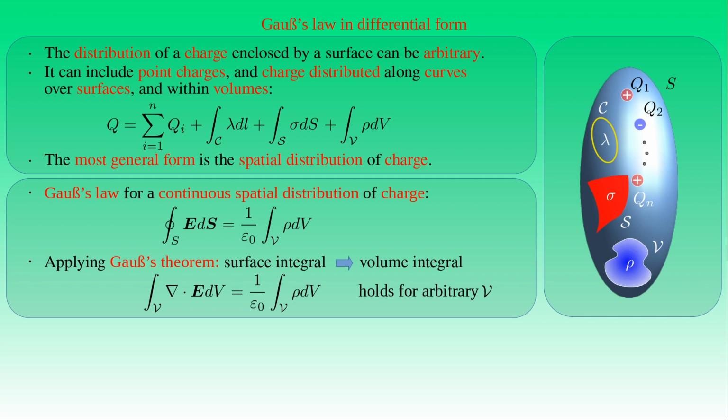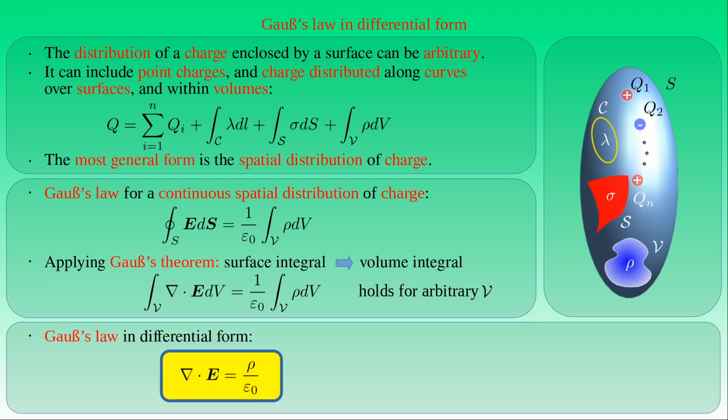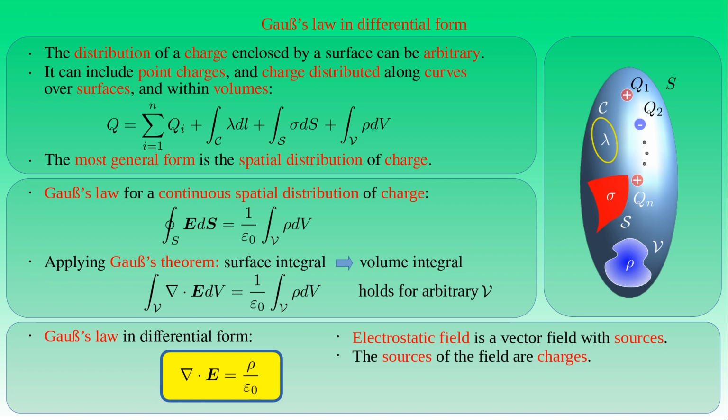As a result, we obtain Gauss's law in differential form, stating that the divergence of the electric field strength E is equal to the electric charge density ρ divided by ε₀. As opposed to the integral form of Gauss's law, the differential form describes a local relationship between the electric field and the spatial distribution of charge. The law states that the electrostatic field is a vector field, that is, it describes the electric field strength E in each point of the space, which has sources. The sources of the electric field are charges, or more generally an arbitrary spatial distribution of charge, and the divergence of the electric field measures the intensity of the sources.